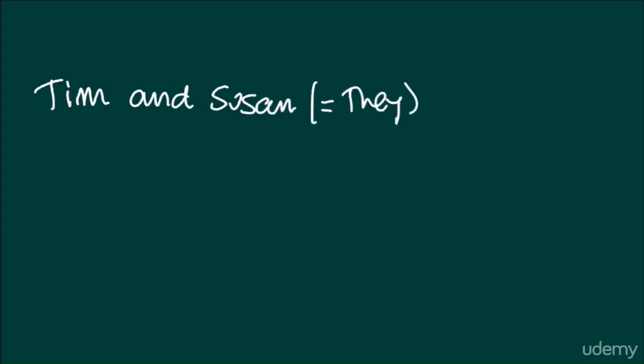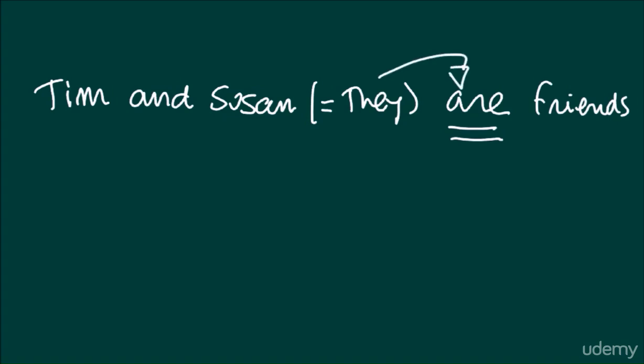Let's see another example. If we say Tim and Susan, then Tim and Susan is the same as they, because Tim and Susan are two people, then we use are for the verb to be. For example, Tim and Susan are friends. As you can see, we use are for the verb to be because the verb to be with the person they goes with are.